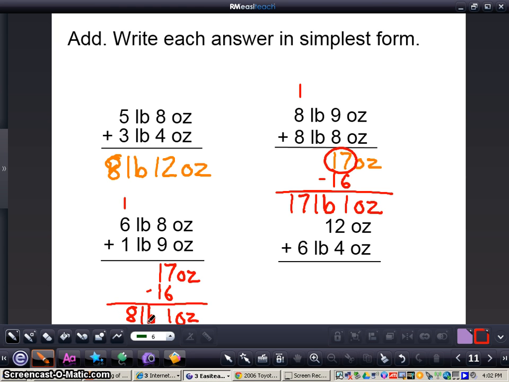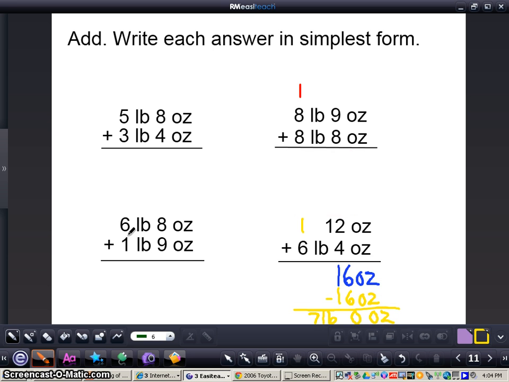Now what I want you to do is pause the video. I want you to work this problem out right here. 12 ounces plus 6 pounds 4 ounces. Pause the video, then when you press play I'll have the answer for you. So pause the video now. So you can see the answer is 7 pounds 0 ounces. 12 and 4 gave me 16, and we had to regroup, take 16 ounces away and carry the pound over, so that gave me 7 pounds 0 ounces.